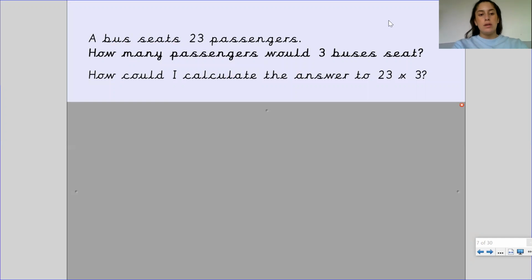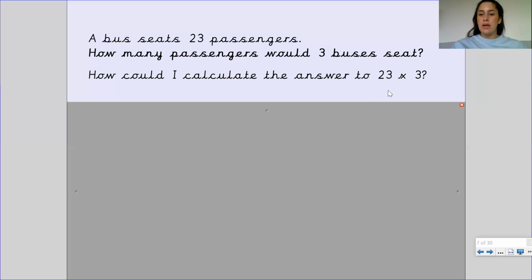So to start off, this is a practice activity for you. Get your scrap pieces of paper or your laminated sheets ready. A bus seats 23 passengers. How many passengers would 3 buses seat? How could I calculate the answer to 23 times 3?